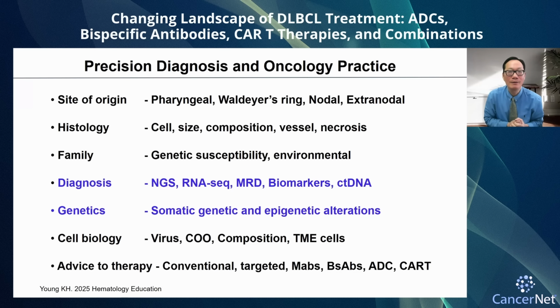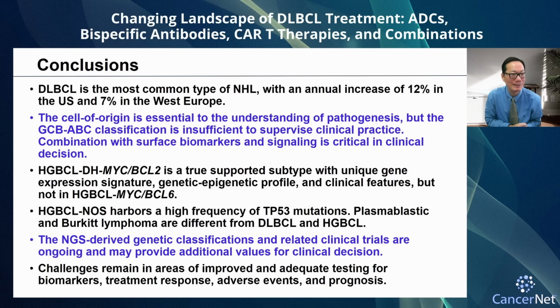When we look at DLBCL, every year we see a 12% increase in the United States and a 7% increase in Western Europe. Based on the cell origin alone, it may be insufficient now to provide our clinical colleagues a better decision-making process. We have to integrate additional biomarkers and signaling for the clinical decision. A subset of patients may have high-risk genetic changes, including double hit, double expressor, or p53 mutations, and those patients may need to be handled in different ways. NGS, particularly targeted NGS sequencing, may provide additional information and potentially help future treatment decisions.